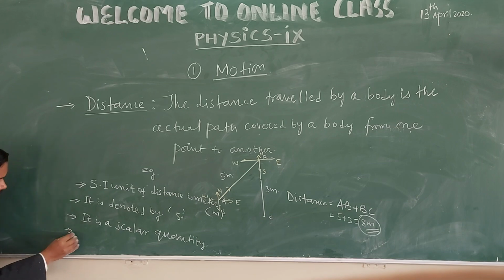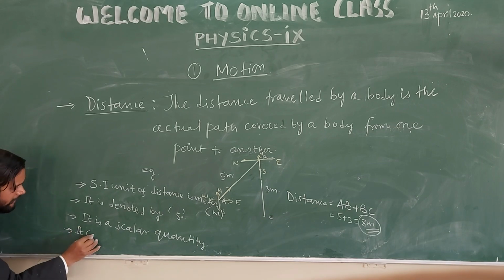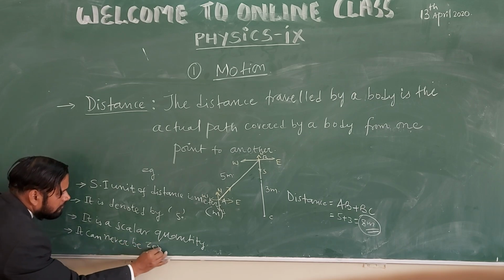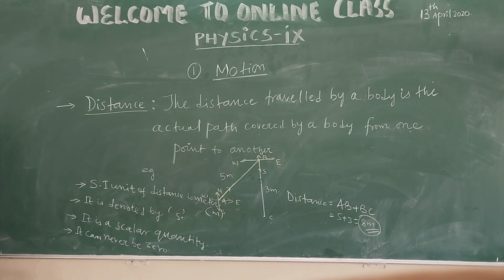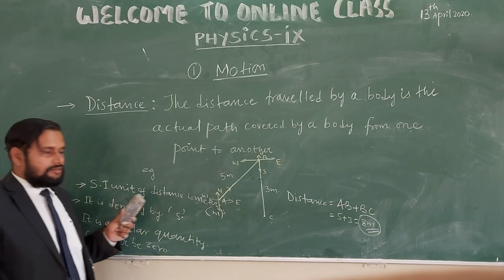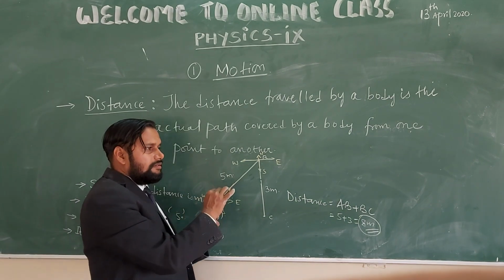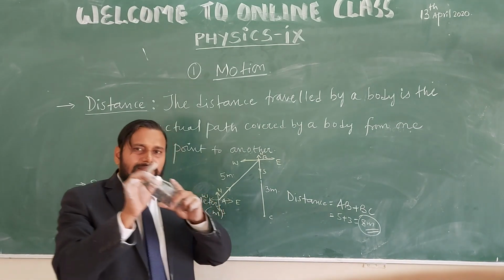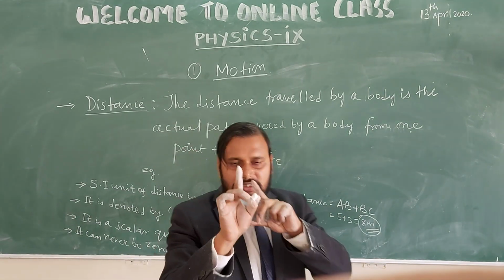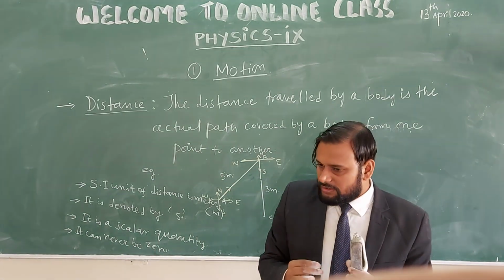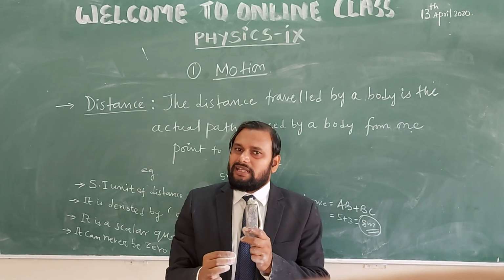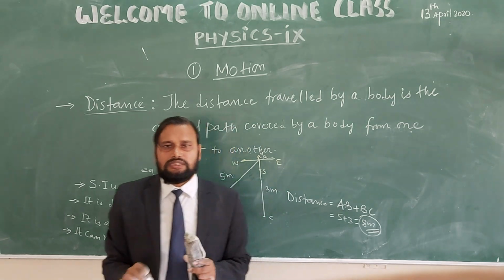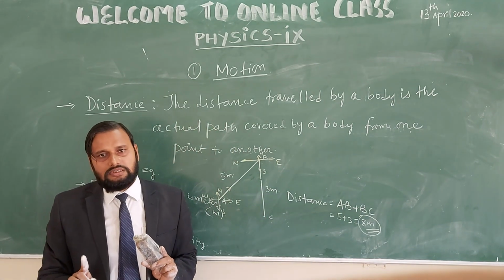Right, last point. It can never be 0. That means if a body is traveling from one point to another, there must be some distance. If a body is moving from one place to another, then it must cover some distance. The distance must not be 0. It will never be 0. Understood?